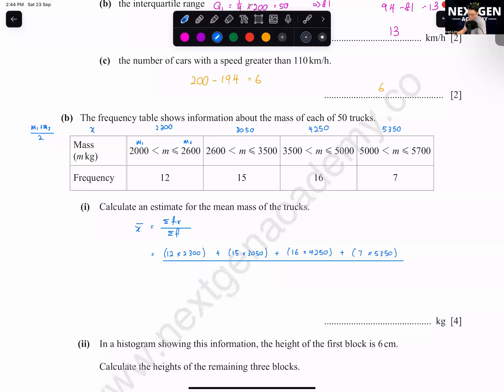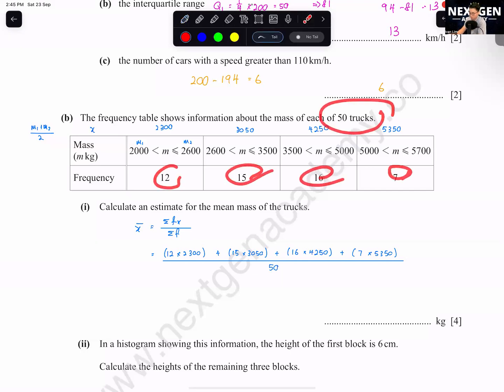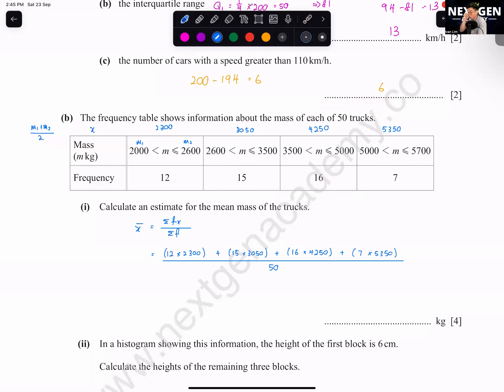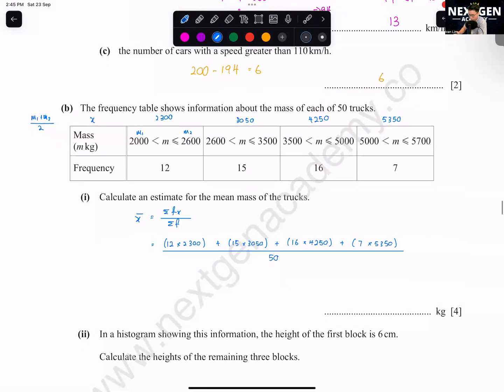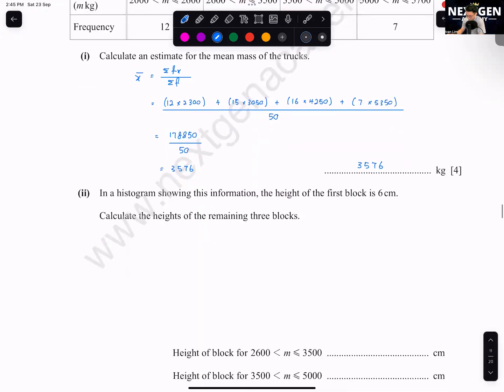Okay, over your total, you have 50 trucks. You don't need to go and plus all the frequency again. Normally, they will give you in the question itself already. Okay, write down the value of the numerator first. Don't put the whole thing in the calculator. Later, very hard for you to check. Because I always see, also always mistake from here. So you get 178850 over 50. And then you'll get 3576 here. Okay, 3576 kg. Okay, 4 marks here already.